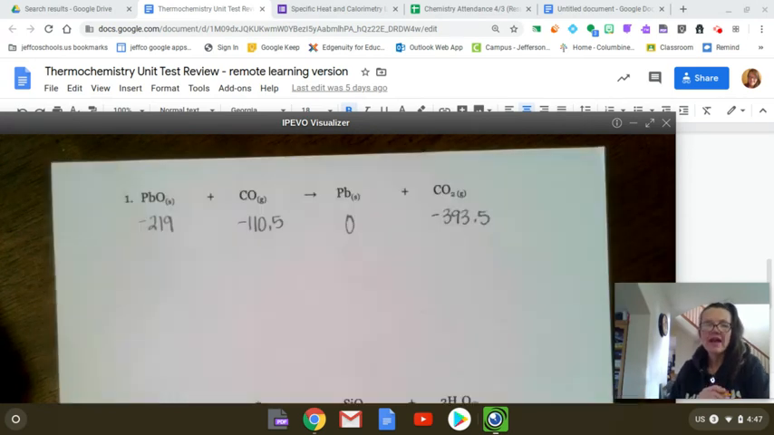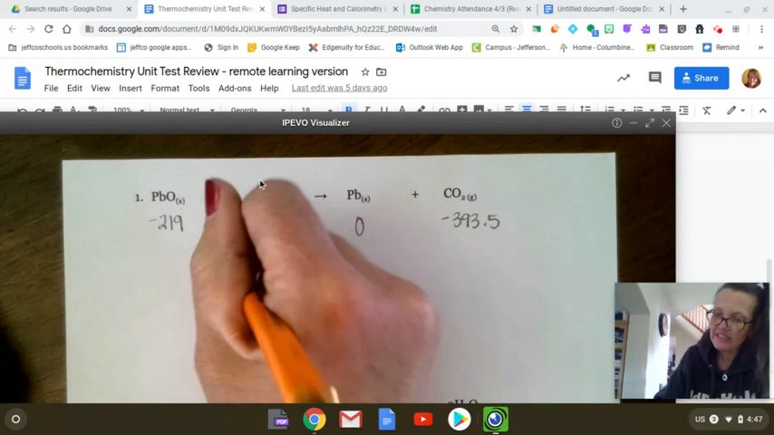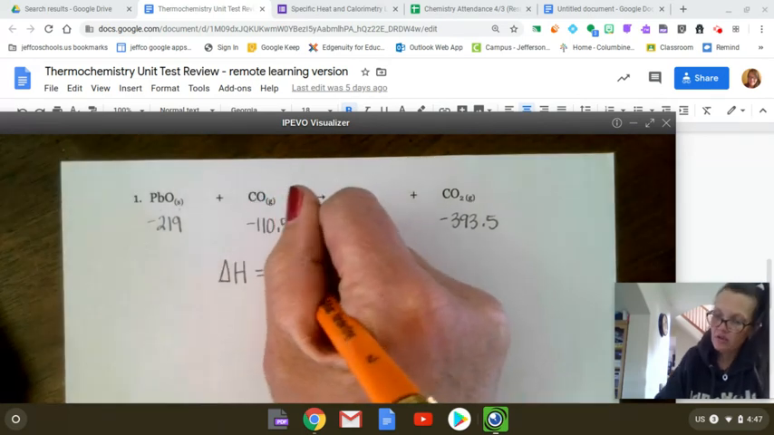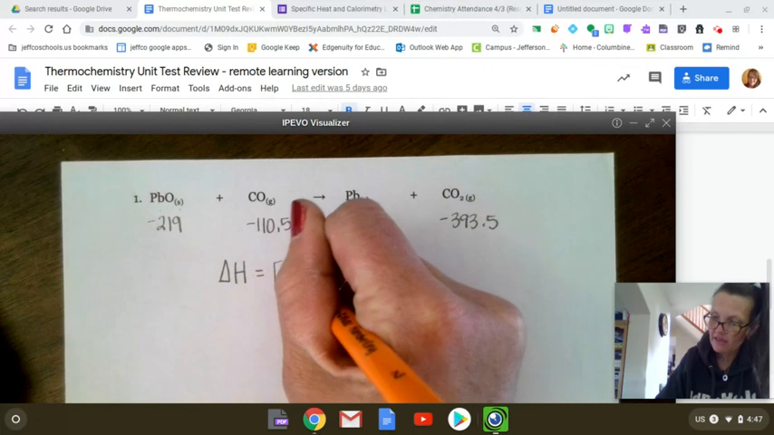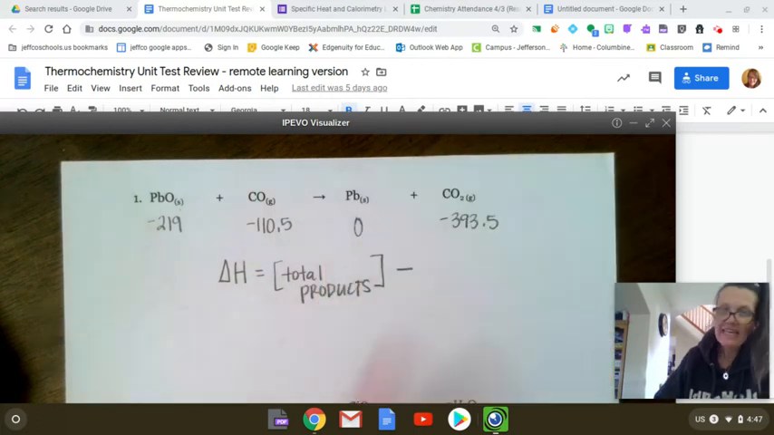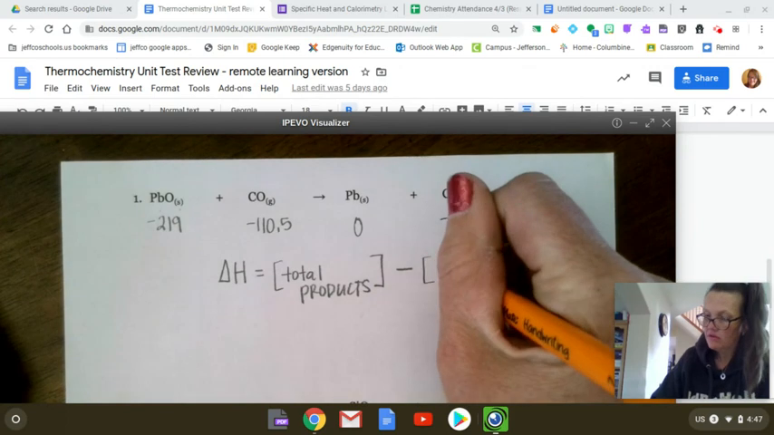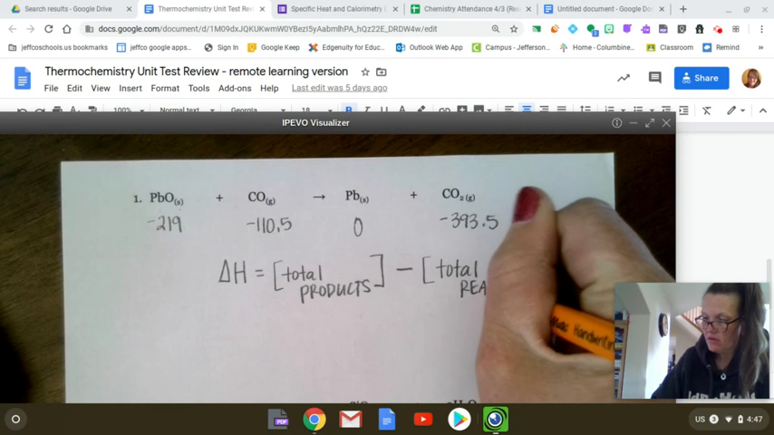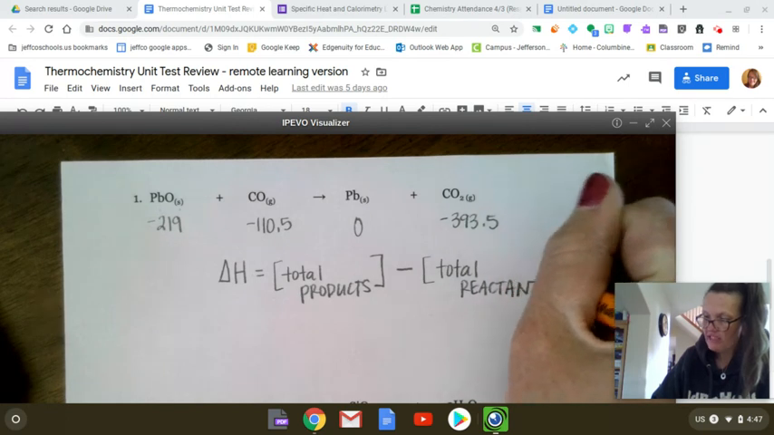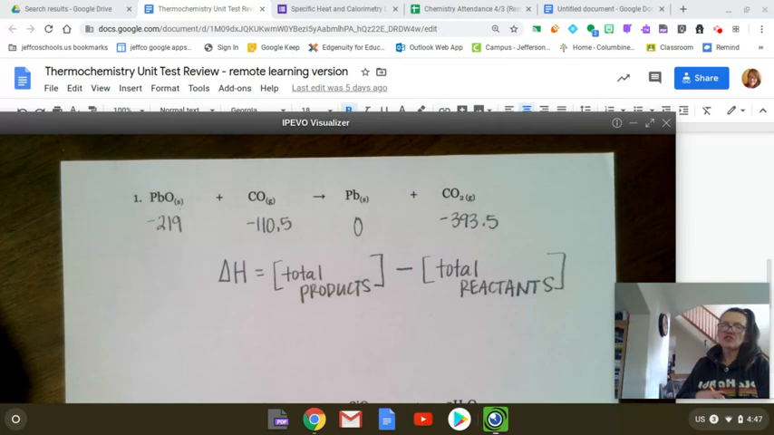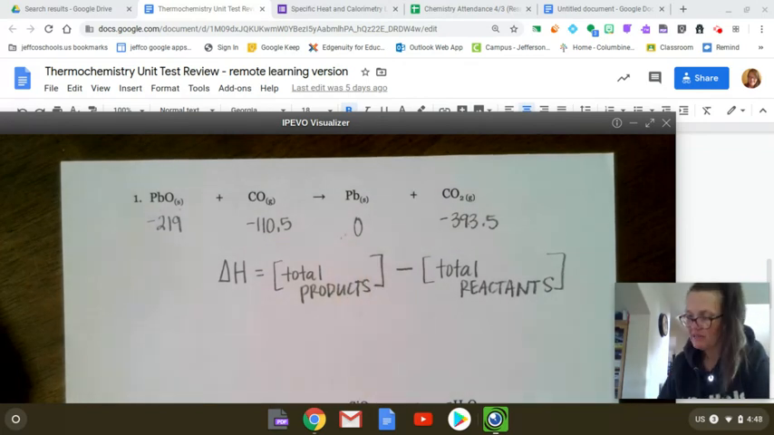The equation to do that is delta H equals the total products minus the total reactants. When I solve these problems, what I like to do, just to make things easier, is start by finding the total on each side and then plug it into that equation. Otherwise, it gets to be a lot.